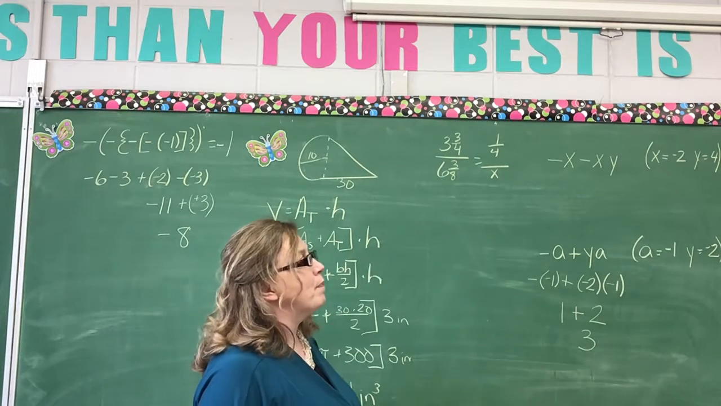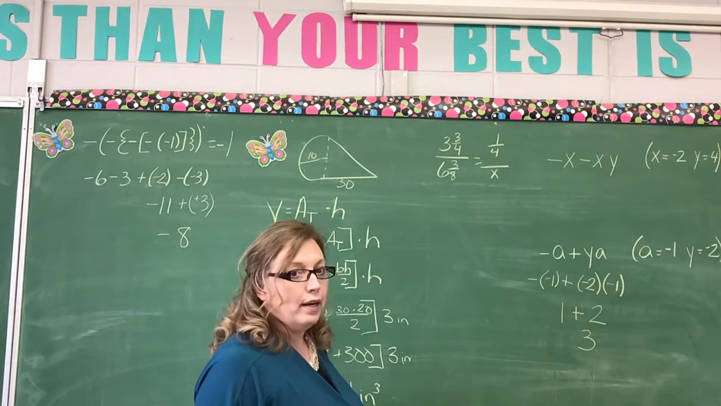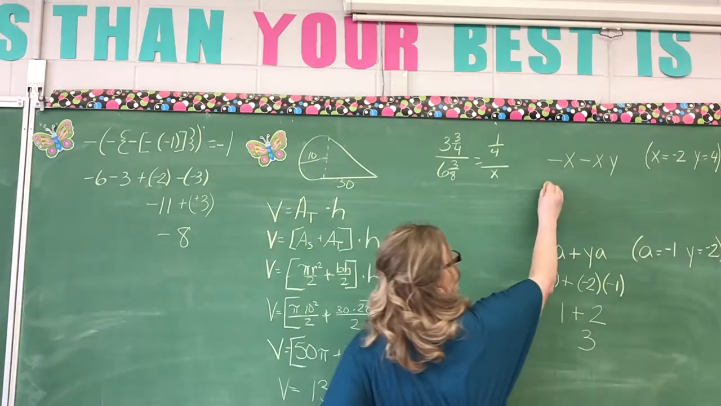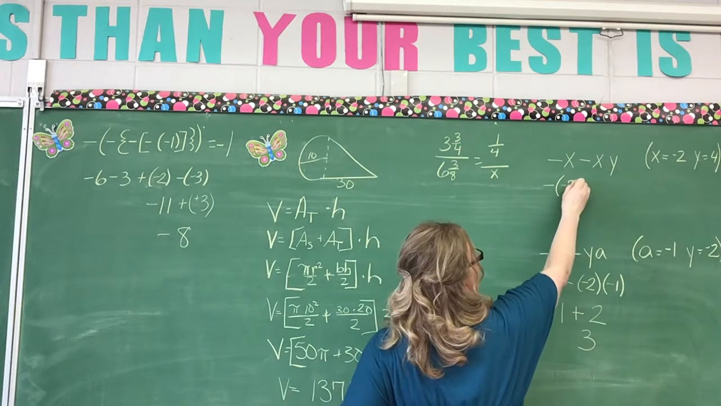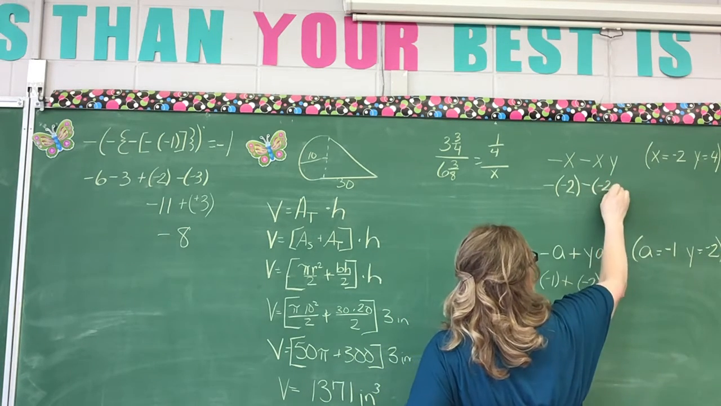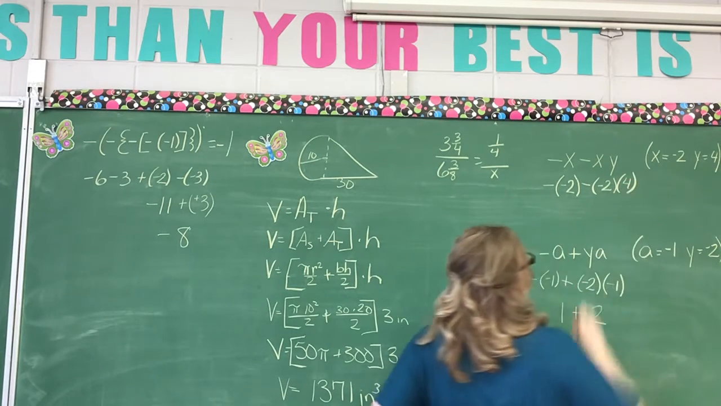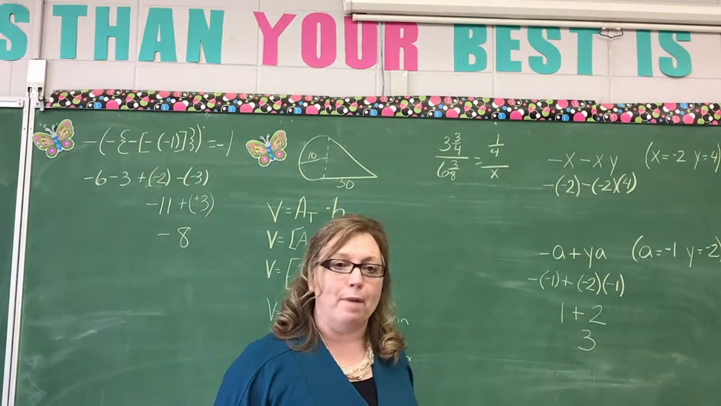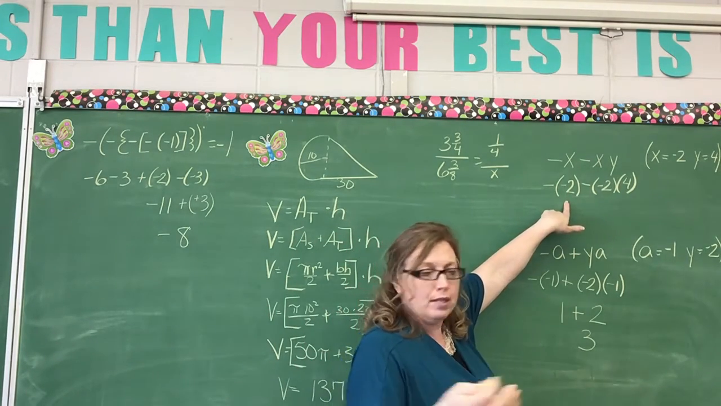Look at the top. We have negative x minus xy. Okay, so we're going to substitute with, we have the opposite of, x is negative 2, minus, again, x is negative 2, times y, which is positive 4. Now we have to work it out. What is the opposite of negative 2? Positive 2.